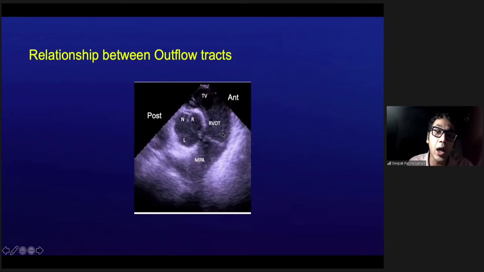Now, in all normal hearts, these are perpendicular to each other. You really can't see them in the same plane in the long axis. So the right ventricular outflow tract posterior wall and the right coronary sinus anterior wall are essentially the same structure. So for the purposes of origin, you generally consider them to be the same location.